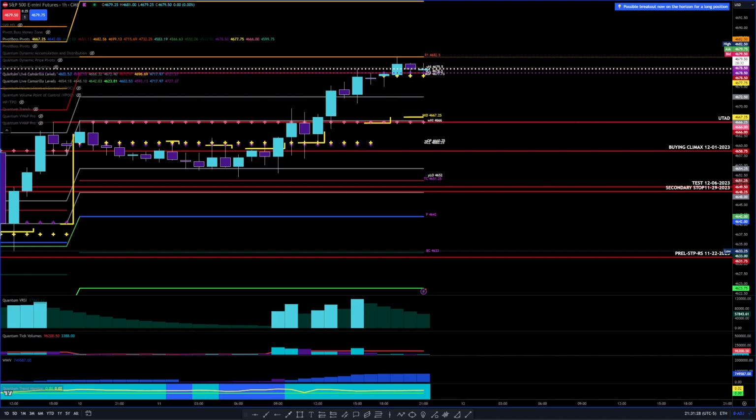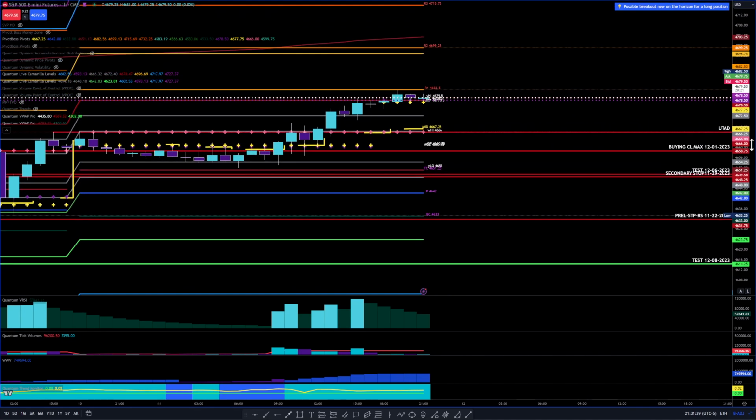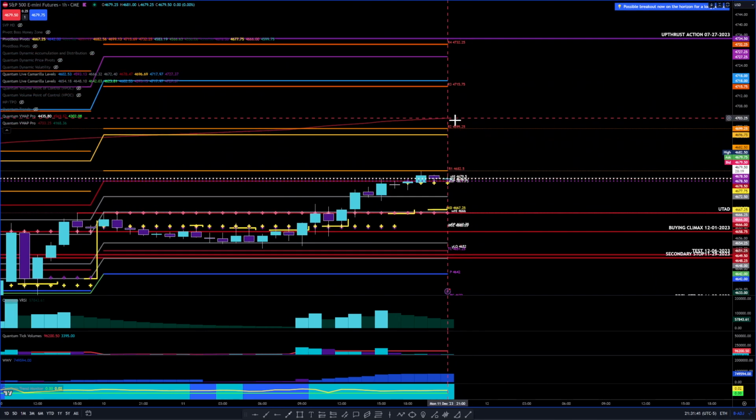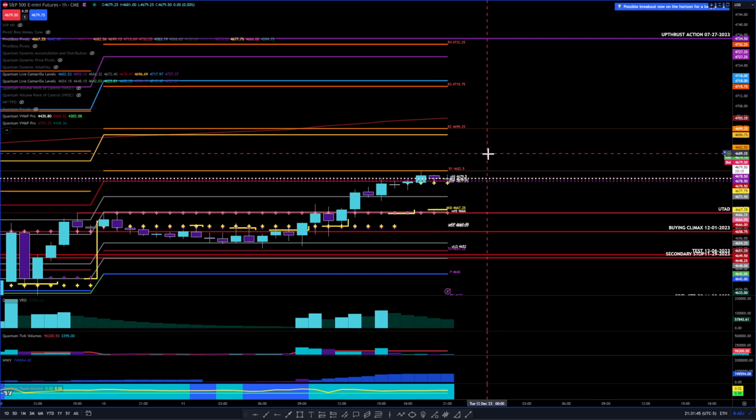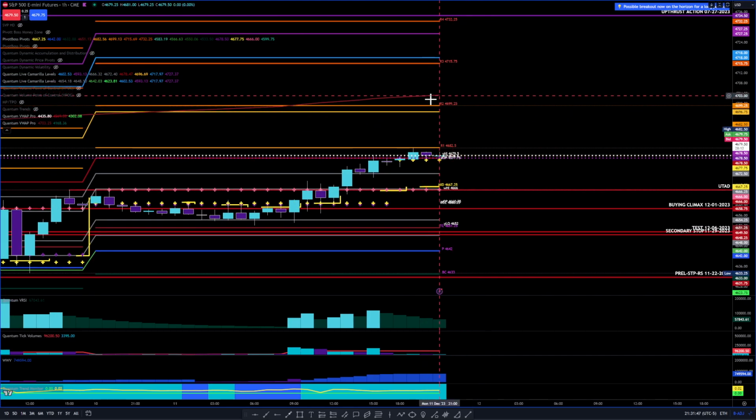Let's see here, what else could I put on here? Got some VWAP bands. The upper VWAP here is around R2, up at 4703.25. So that's potential resistance as well. And yeah, that's about it.